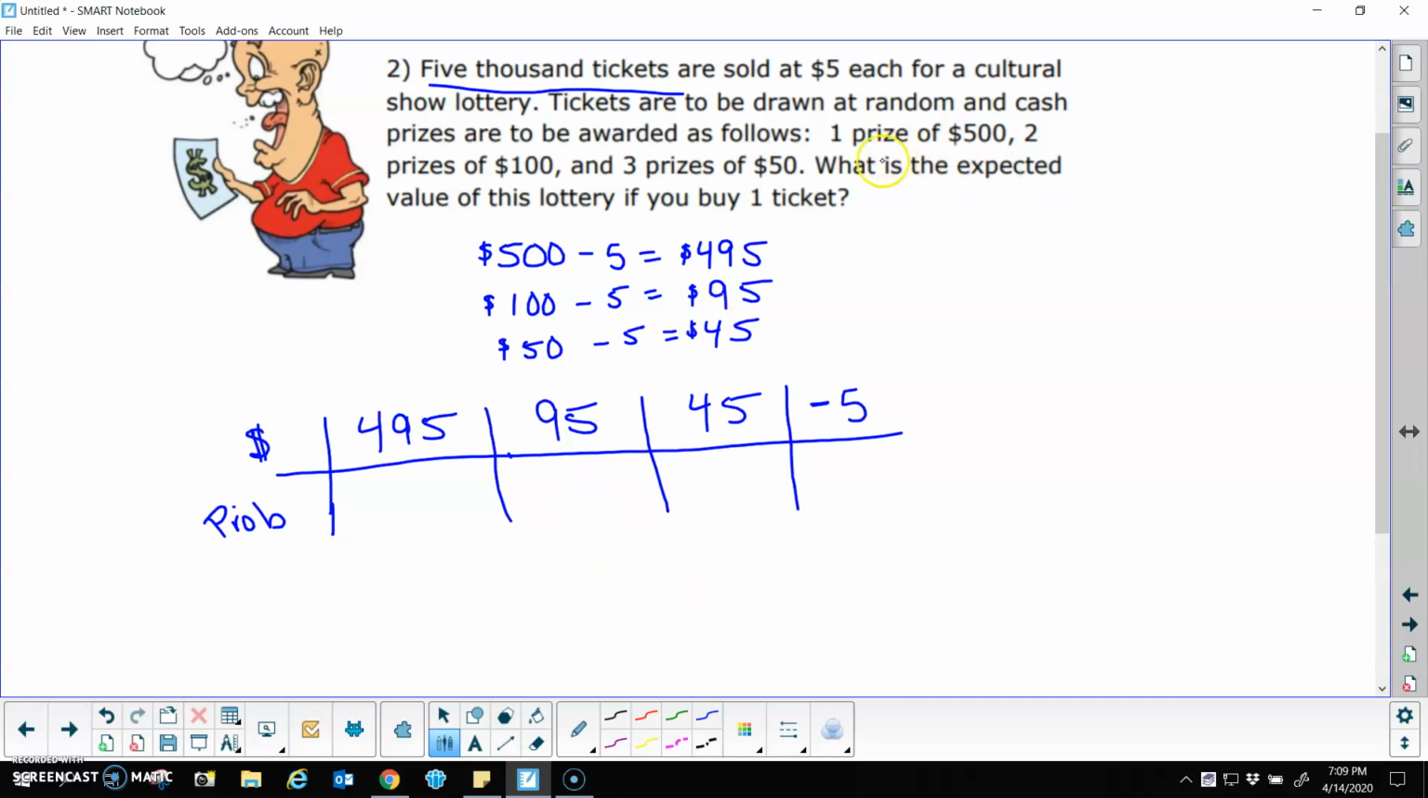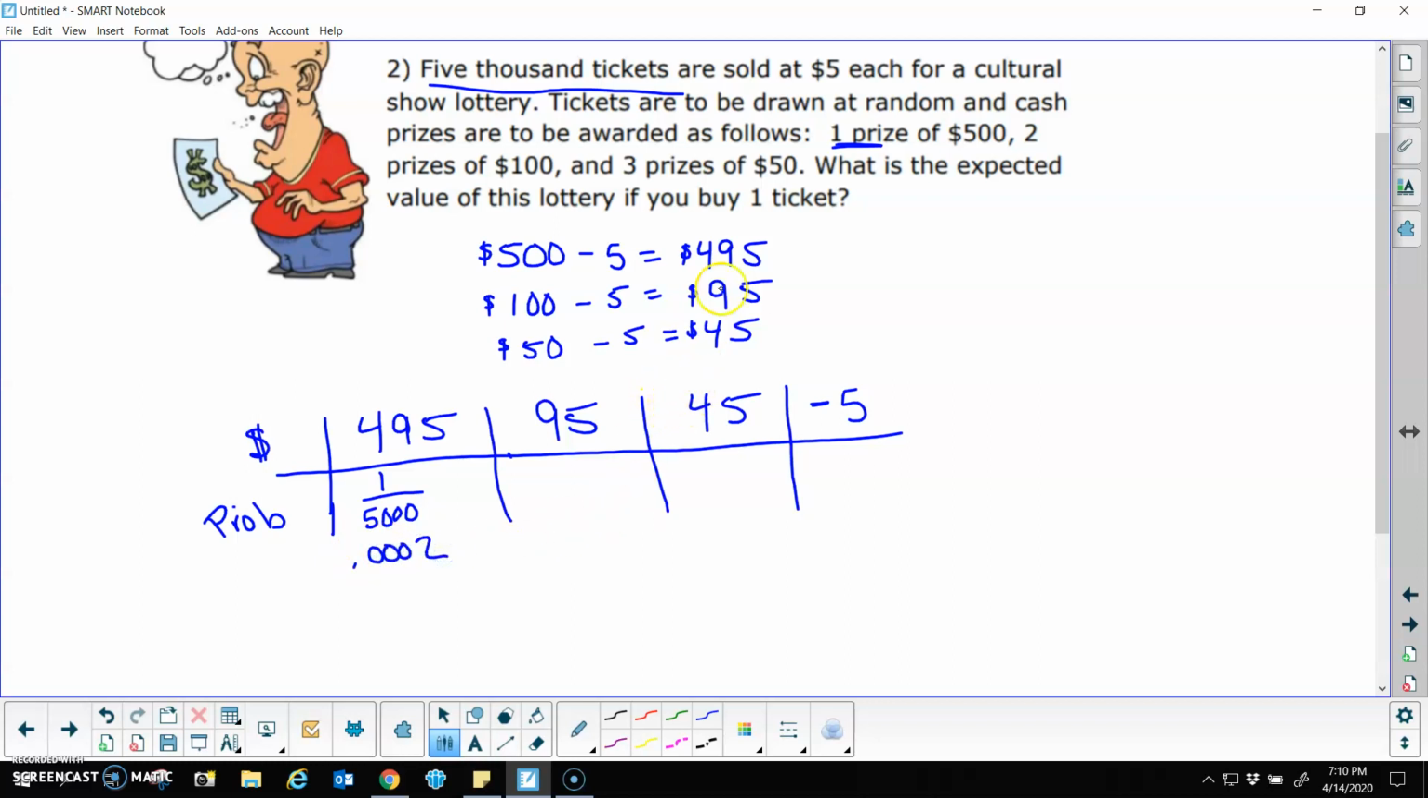How many chances to win $500? We have one chance to win $500. So this would be 1 over, now how many tickets were sold? Remember, it was 5,000 tickets. So we have a 1 out of 5,000 chance to win, and that chance is, let me count my zeros, 1, 2, 3 zeros.